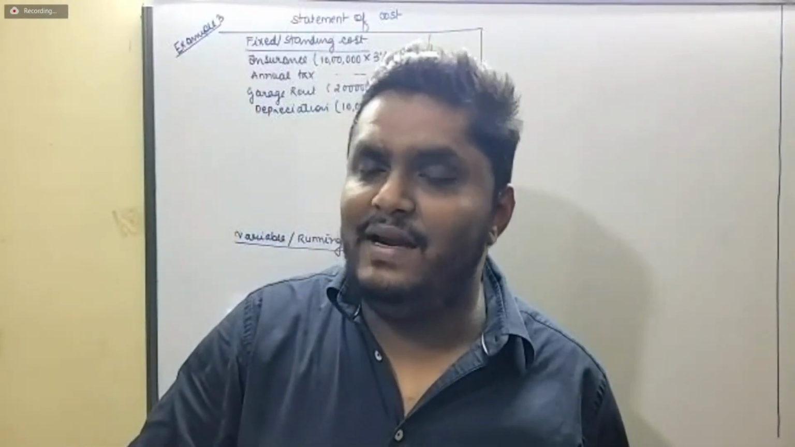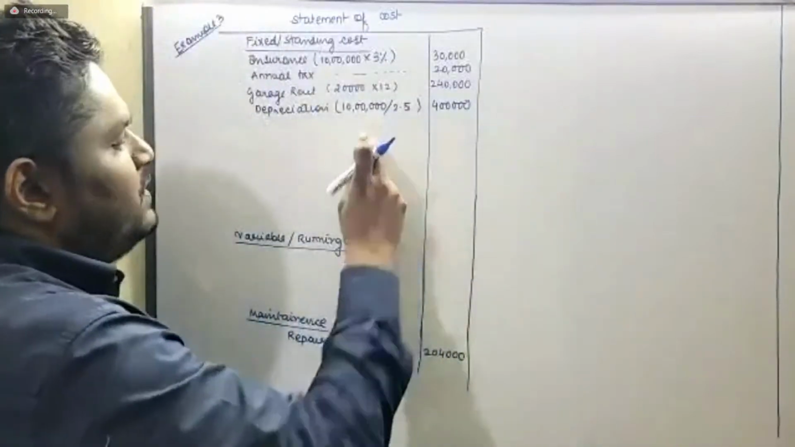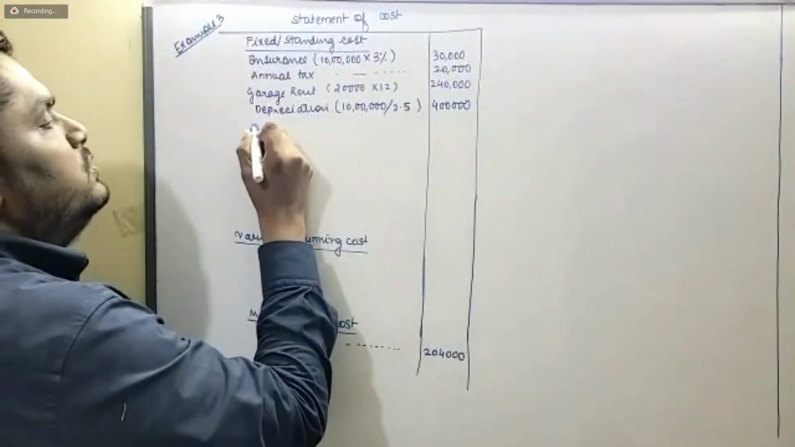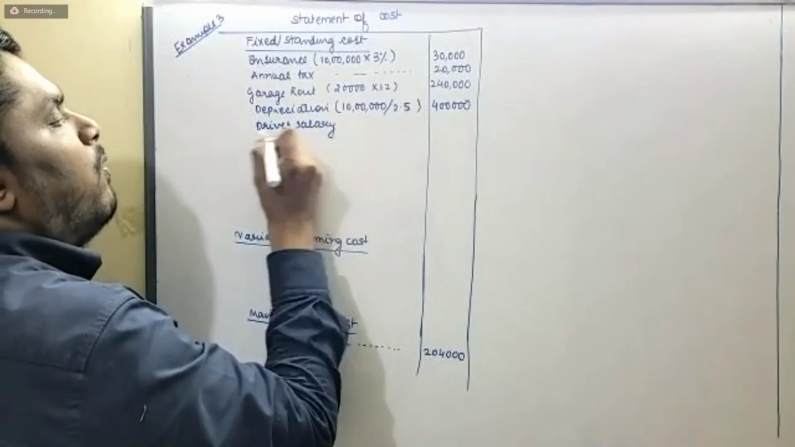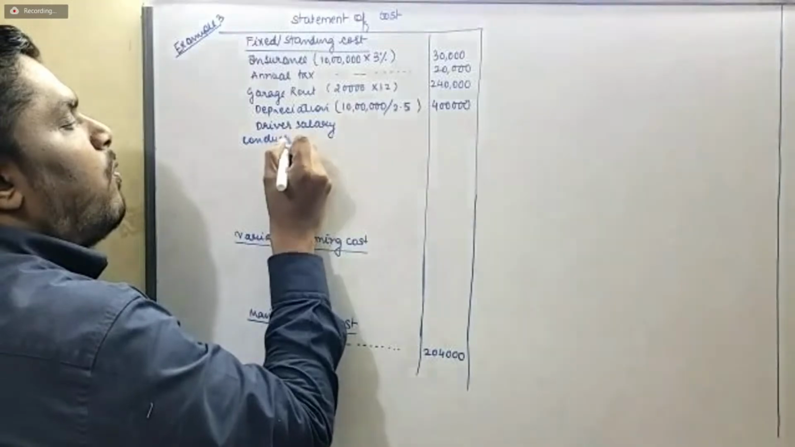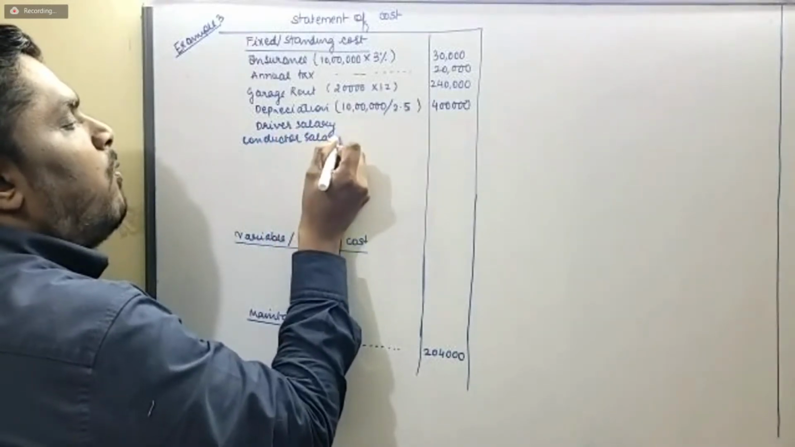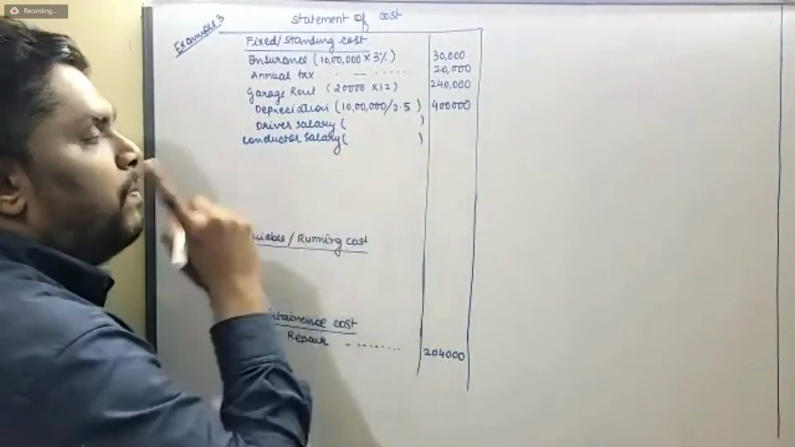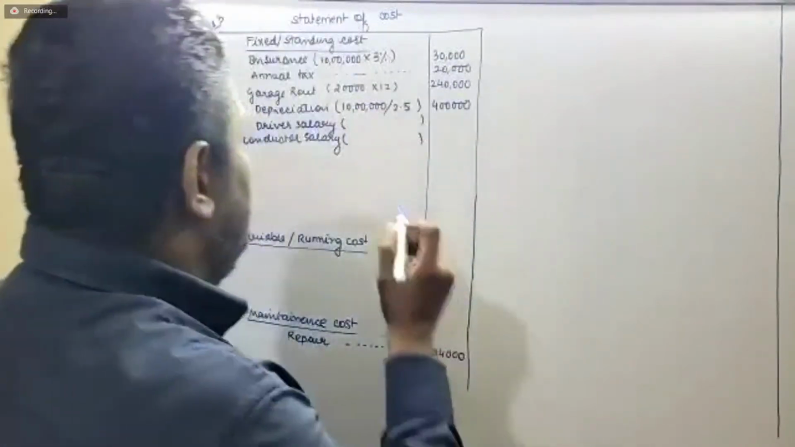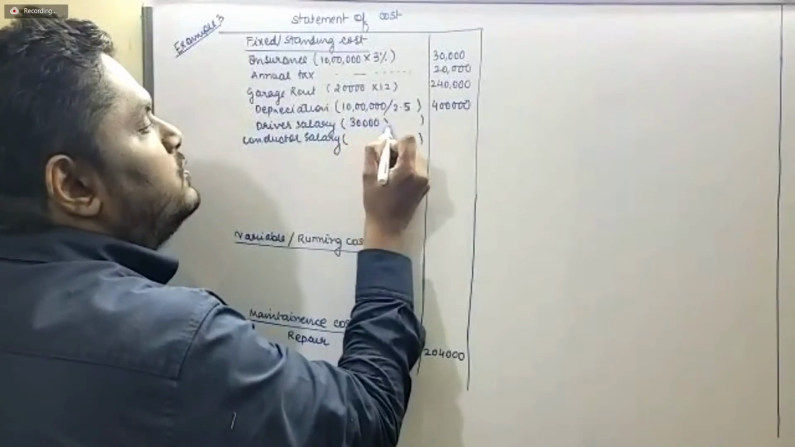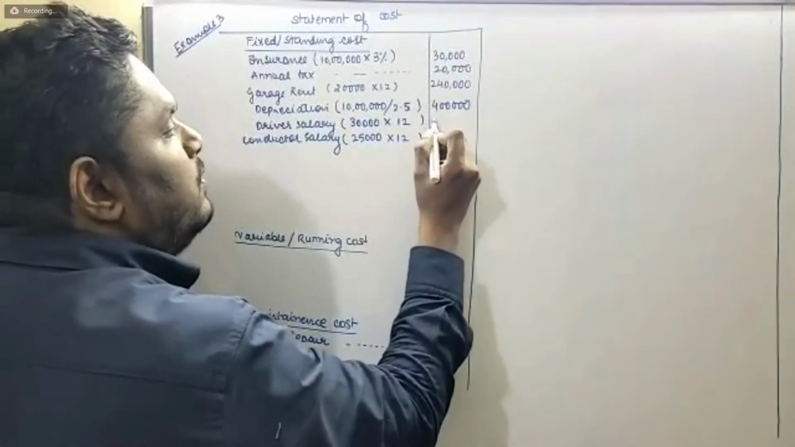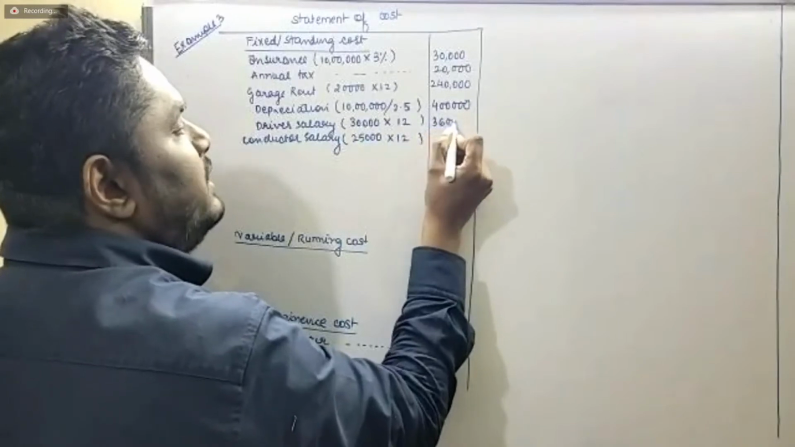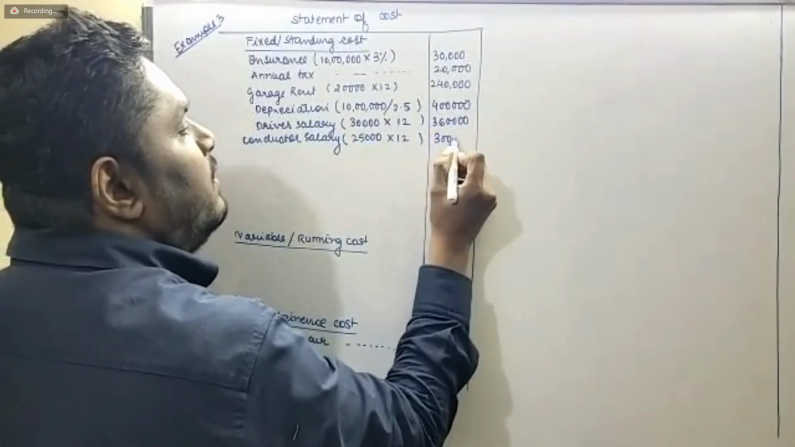Thereafter, the driver salary and conductor salary will take the fixed salary in fixed cost and commission in the running cost. The driver salary is 30,000 per month and the conductor salary is 25,000 per month. So 30,000 into 12, 25,000 into 12. So this will be 3,60,000 and this will be 3 lakh.